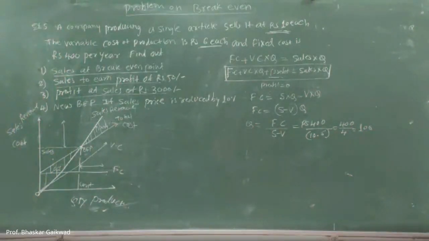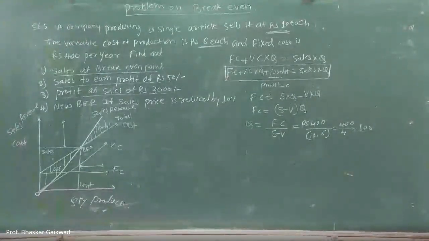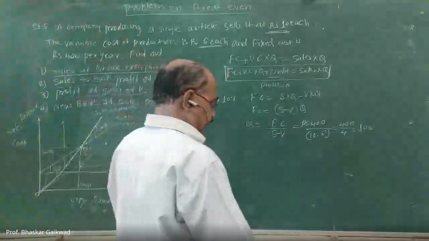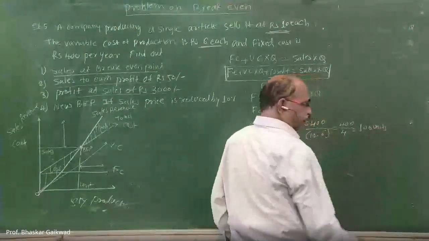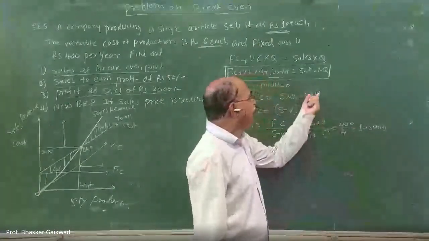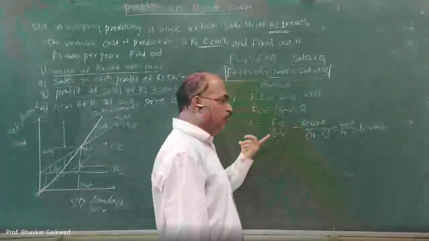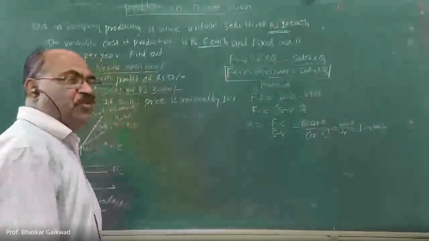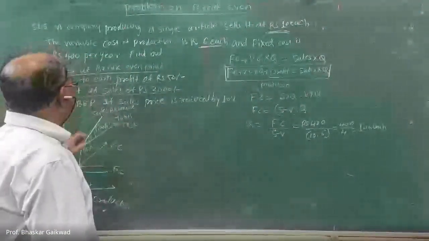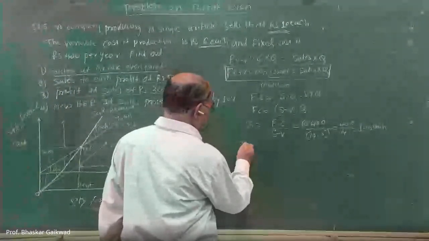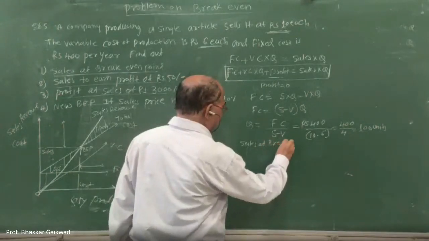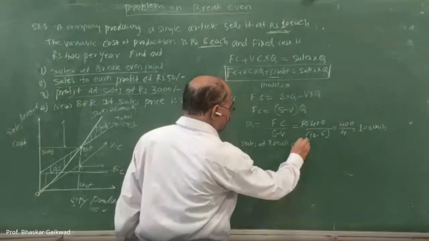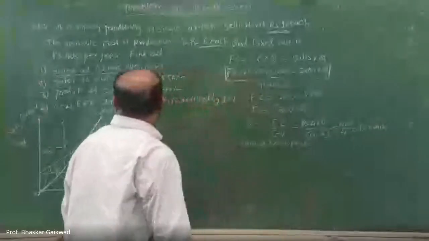So this is the quantity. This is in quantity. Correct? So this is unit, not in rupees. Quantity we have calculated, not in rupees. Now what is the sales at this point? So the answer of this question, sales at break-even point.